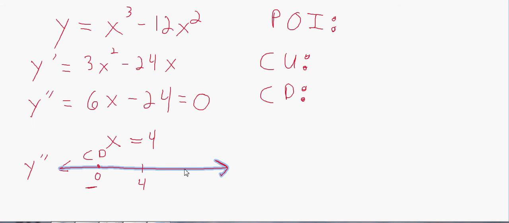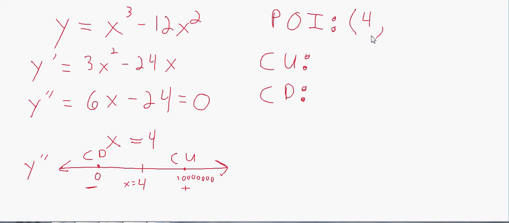When I plug in something greater than 4, like 100 kabillion, it doesn't matter. Any point bigger than 4, you plug it in, you're going to get 600 kabillion minus 24. That's a positive number. The second derivative is positive, meaning this function's concave up. So when x equals 4, remember these are x values, the function changes concavity. So there's a point of inflection there.